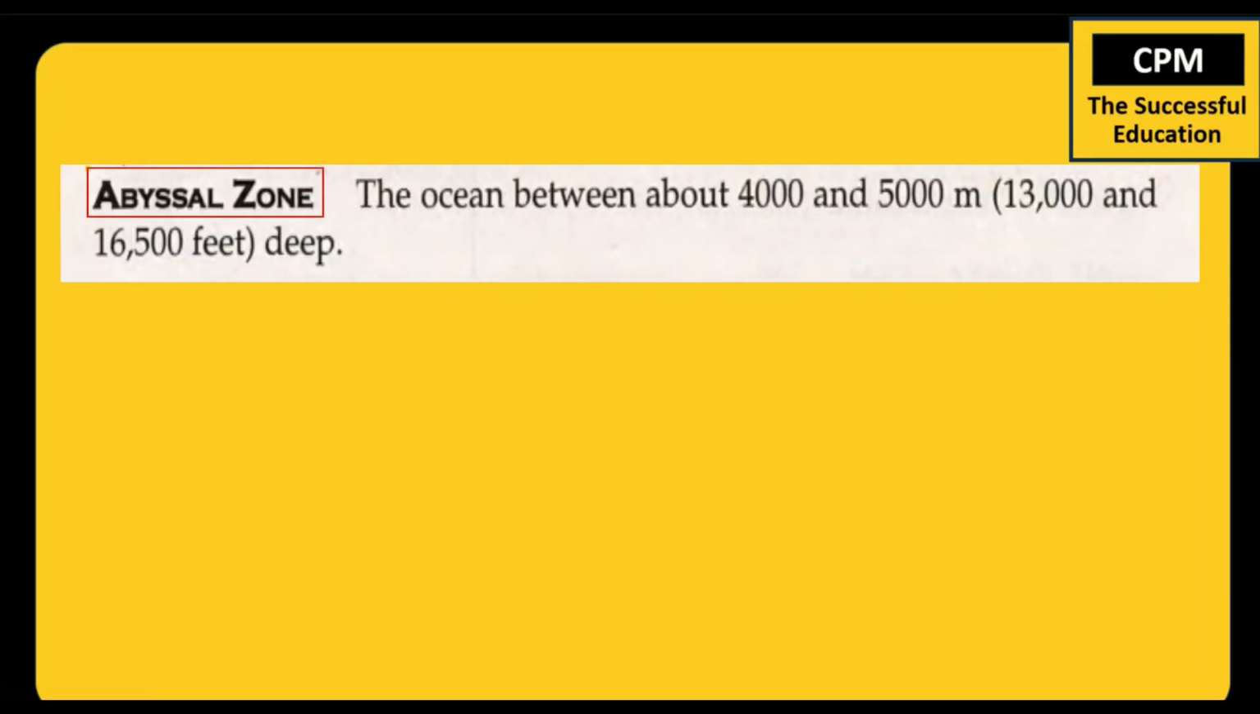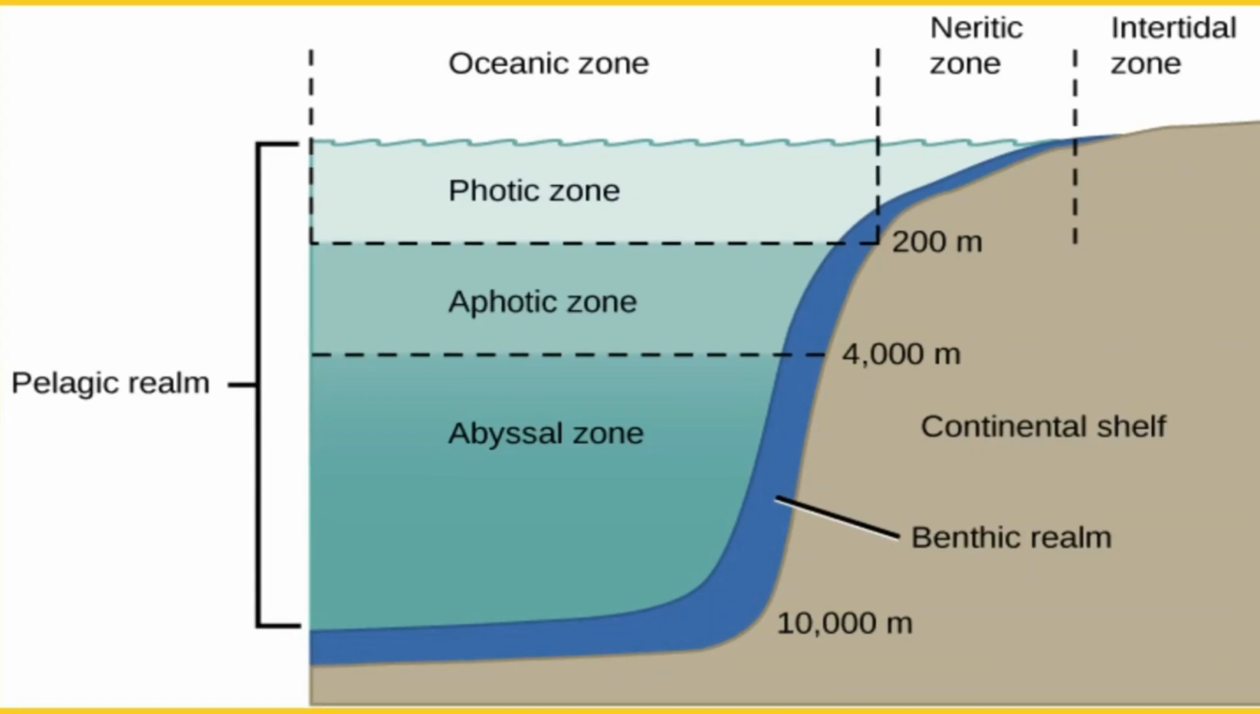What is the abyssal zone? We can say that the ocean region about 4,000 to 5,000 meters deep is considered the abyssal zone. Here you can see the photic zone, meaning the region down to a depth of 200 meters, where light is able to come in and marine animals exist.